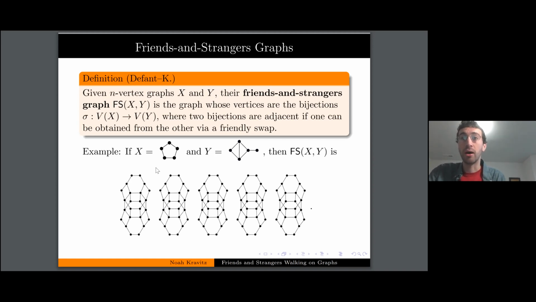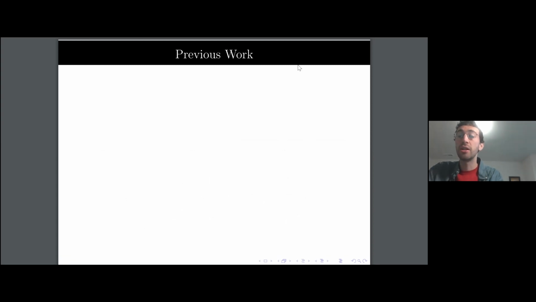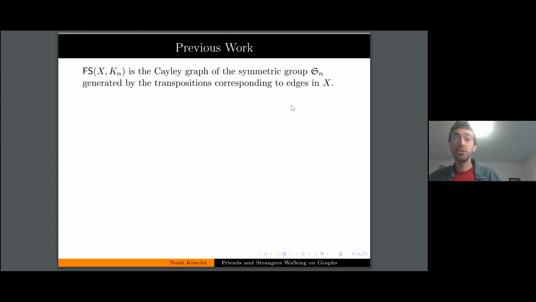Okay, so let me give you some more motivation for studying these things. The idea is that it generalizes a lot of previous work. The first thing is that the friends and strangers graph of X with a complete graph Kn is the Cayley graph of the symmetric group generated by transpositions corresponding to the edges in X. So you can think of the vertex set of X as 1 through n, and if vertices i and j are connected by an edge, then we have that transposition. So this is something that's been studied.